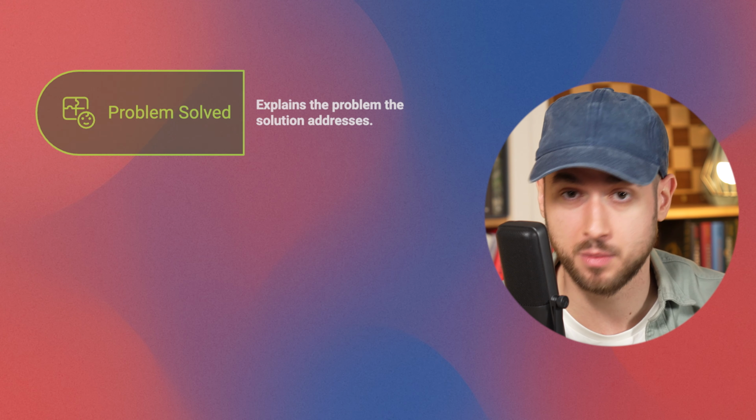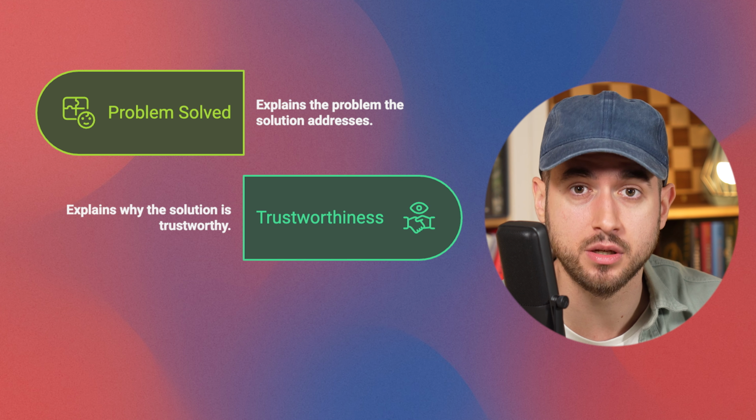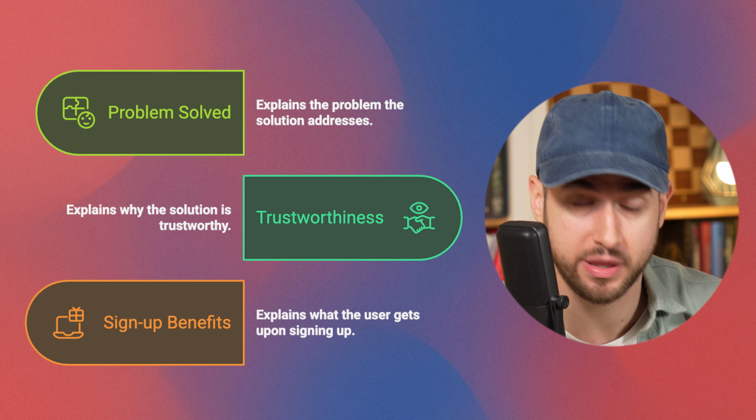Your opt-in page needs to answer 3 crucial questions. What specific problem does this solve? Why should someone trust this solution? And what exactly will they get when they sign up? Let me show you a quick example of how that works in practice.